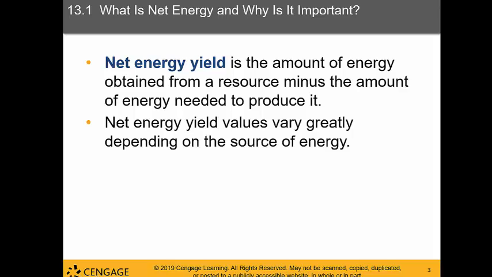So the net energy yield is going to vary greatly depending upon the source of energy. And it's not always consistent depending upon where that resource is harvested. Think about what we learned about ore in the last chapter. There are high quality ores where the rock contains a lot of a certain mineral, and there are low quality ores where a very small amount of that mineral is present, and more material has to be removed to get the same amount of that desired mineral.